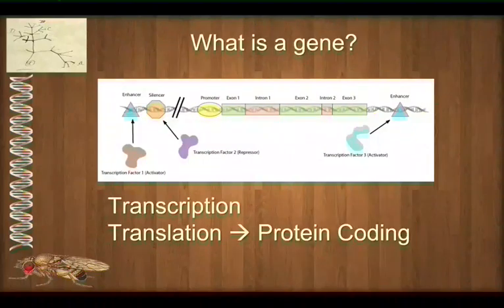Now we need to define the term gene. And this is one that as a teacher I took for granted, but I find that there's a lot of misconceptions and misunderstanding about what exactly we mean by a gene. So very simply, a gene is a piece of DNA, a stretch of DNA that is transcribed into RNA. And that's it. If it's transcribed into RNA, then we can classify it as a gene.